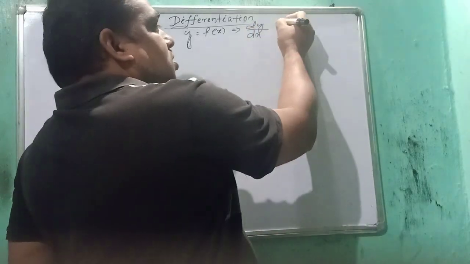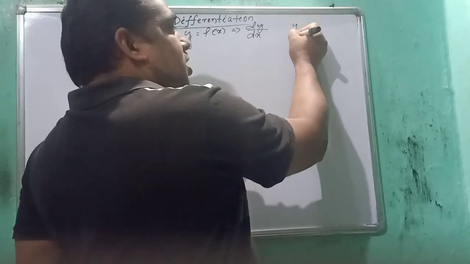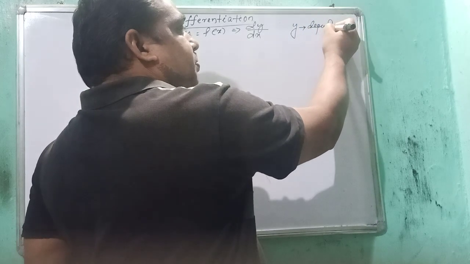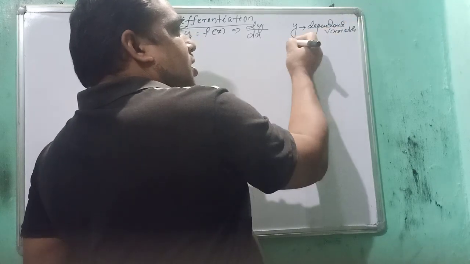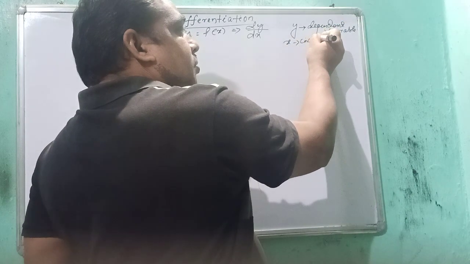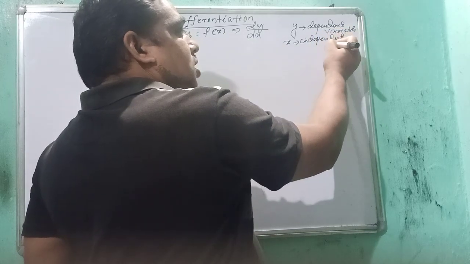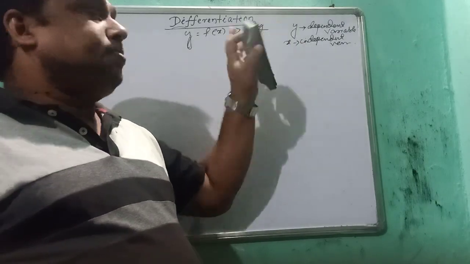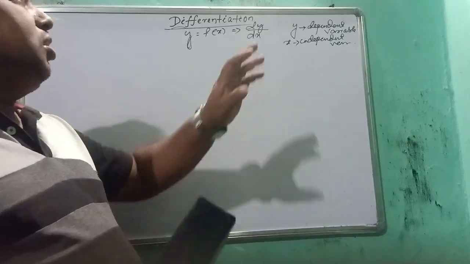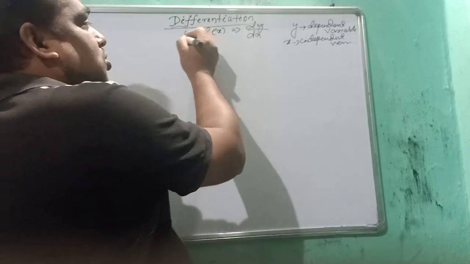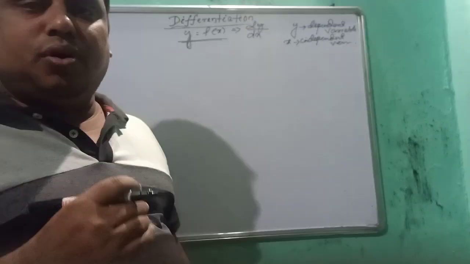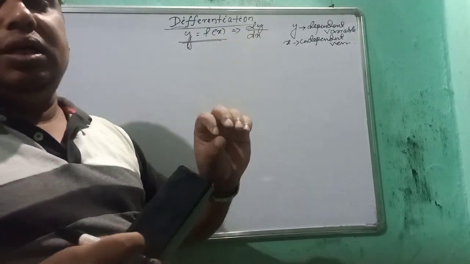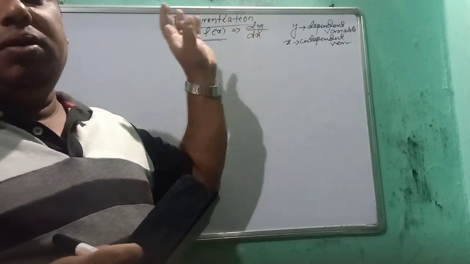Here, what is y? y is known as the dependent variable and x is known as the independent variable. Then dy by dx means the derivative of y with respect to x. If y is a simple function of x, we can directly apply the formula and, using the formula and algebra, we can find dy by dx, which you already read in first year.